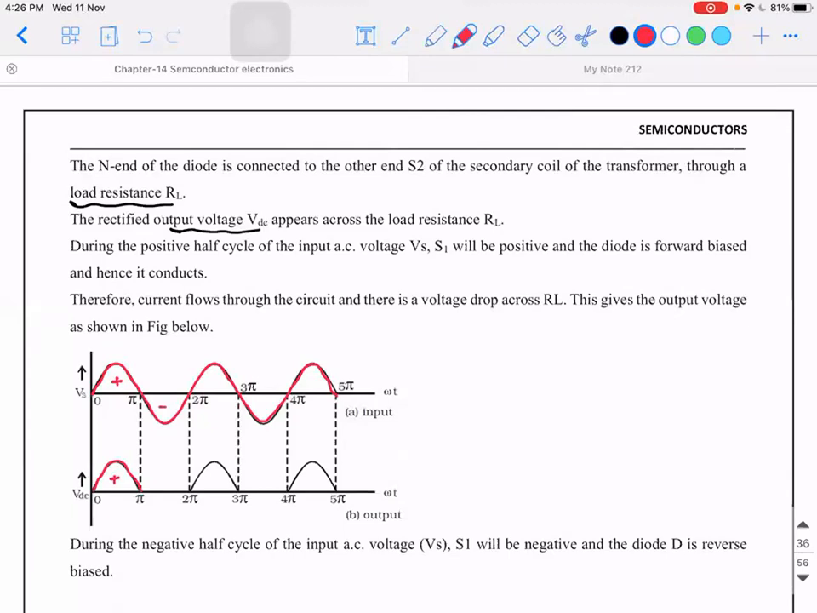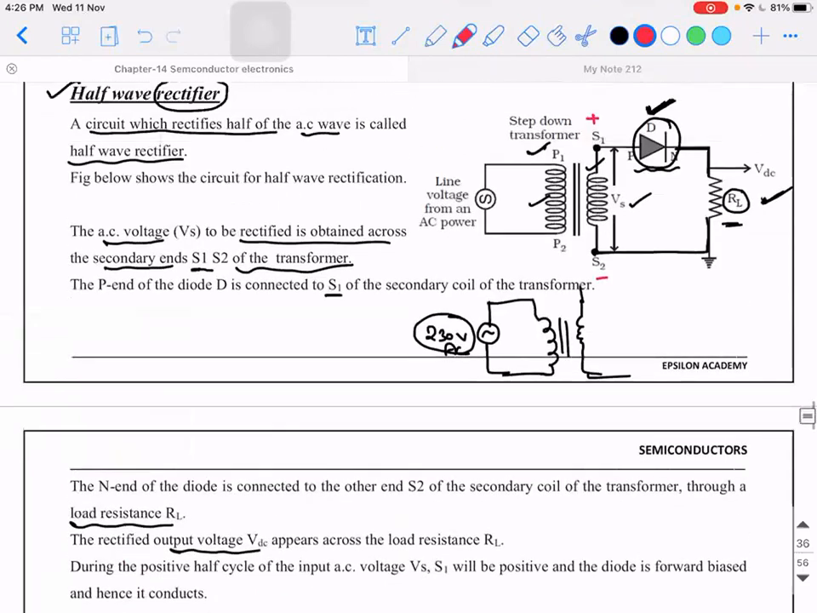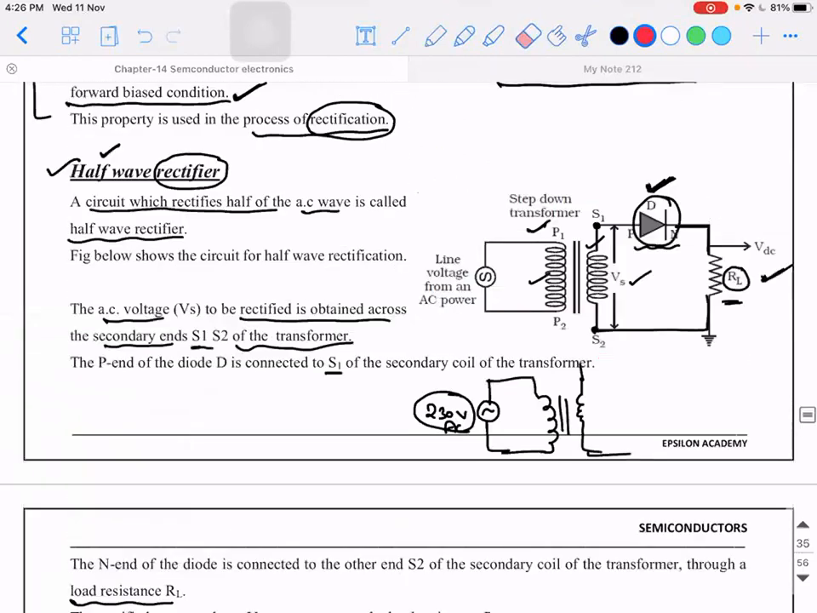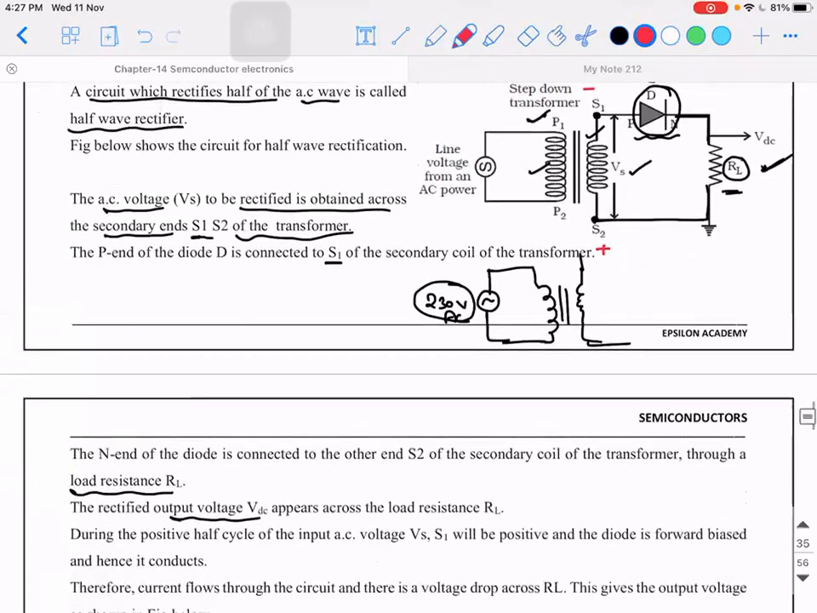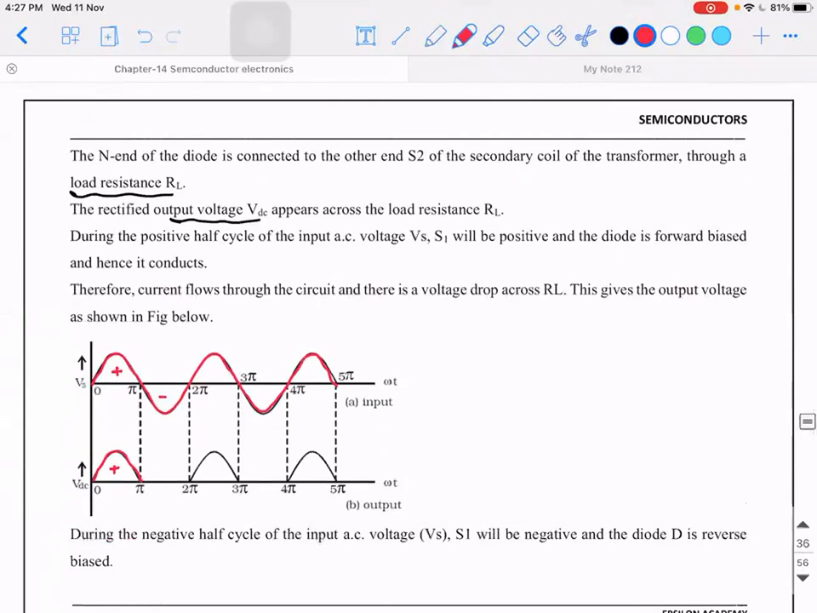During the negative half of the cycle, the polarities get reversed. Here it will become minus and here it will become plus. Now what kind of biasing? Now it is reverse biased. In reverse bias condition, we know that ideally it offers infinite resistance, so it will not allow the current to flow through. Again, in the next half of the cycle, it will become forward biased, so that cycle voltage is going to appear in the output.